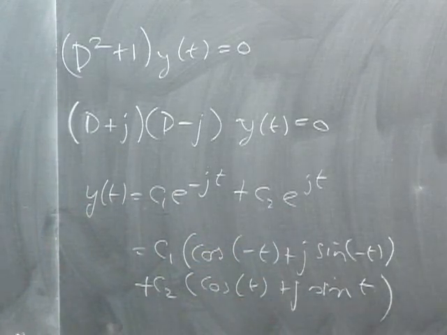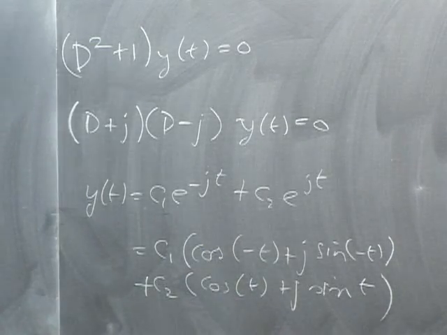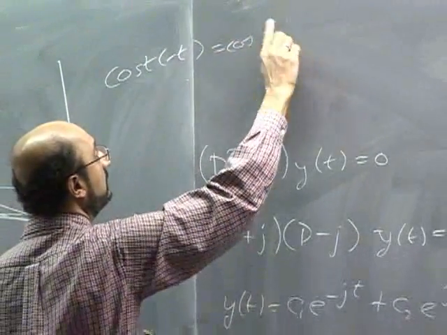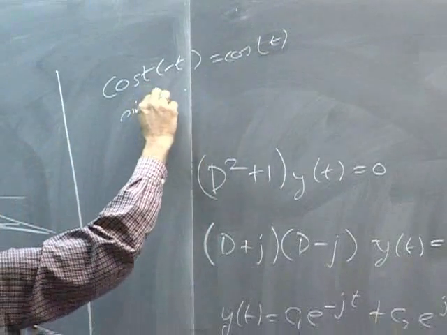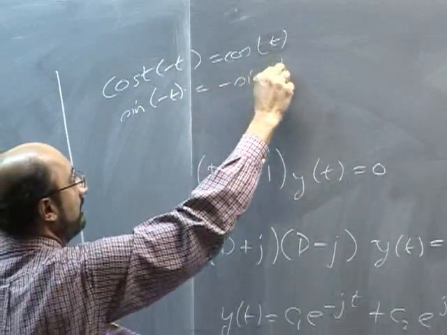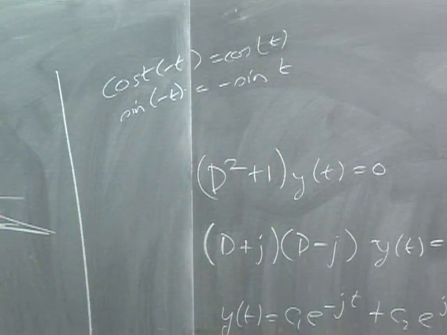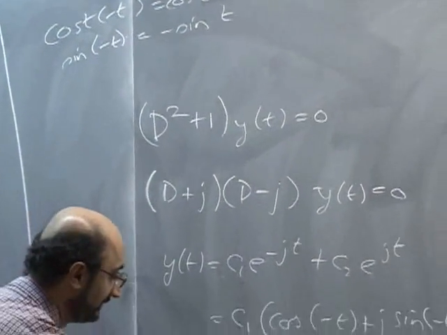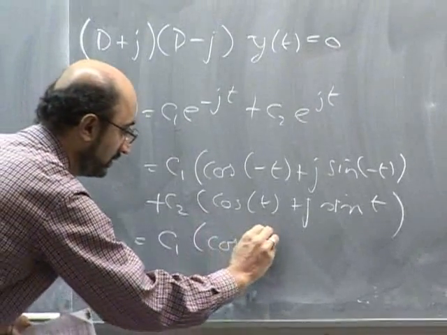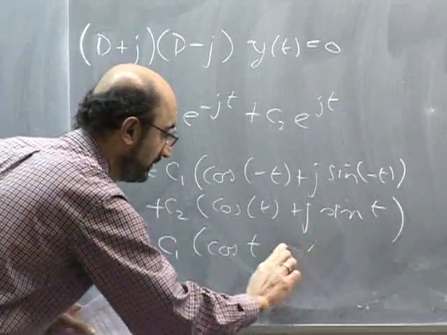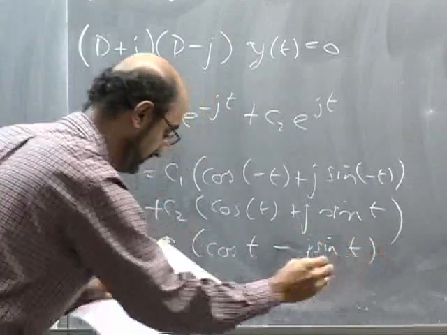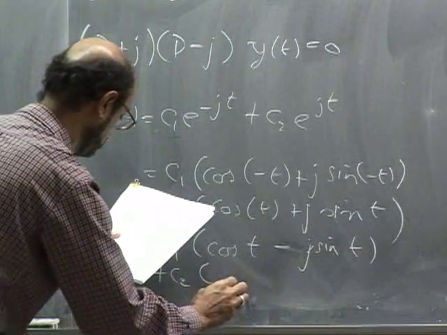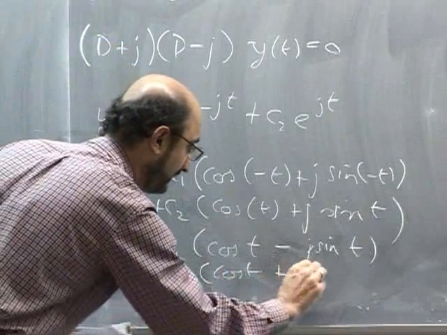Now, we know, or we should know, that cos minus t equals cos t, and sine of minus t equals minus sine t. These are just the standard identities. Using this, we can expand this as C1 cos t minus j sine t plus C2 cos t plus j sine t.